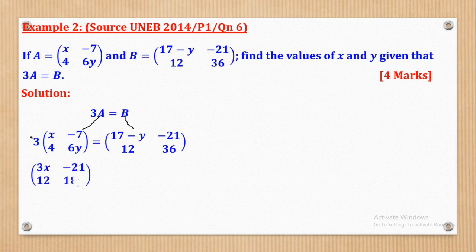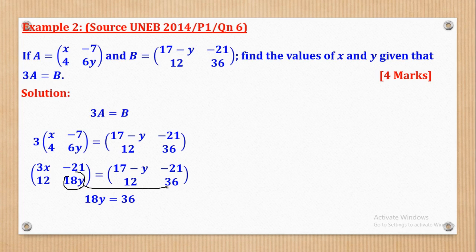After that, we are going to do scalar multiplication for the left hand side. So this 3 with this gives 3x, this 3 with this gives negative 21, then this 3 with this gives 12, and this 3 with this gives 18y. So that we shall now use equality of matrices. For example, this 18y will be equal to this 36. Then when I make y the subject by dividing both sides by 18, I'll come up with y equal to 2.